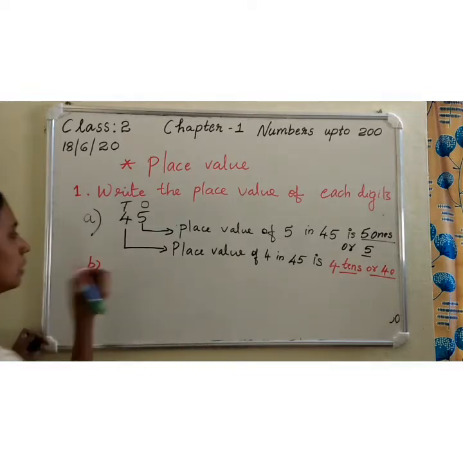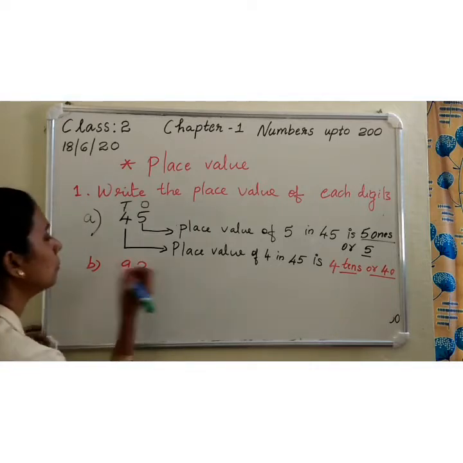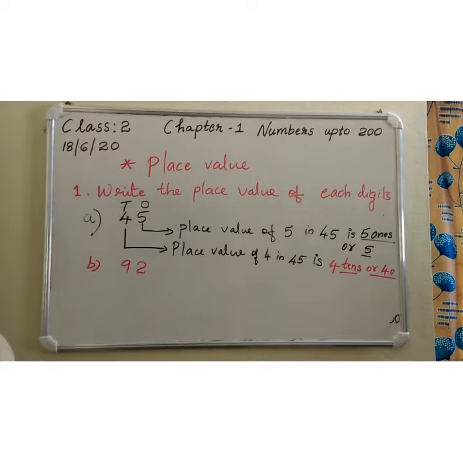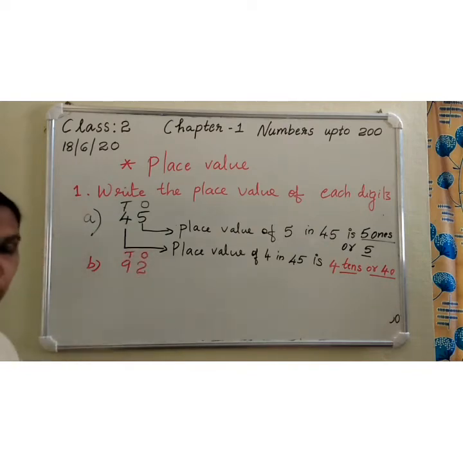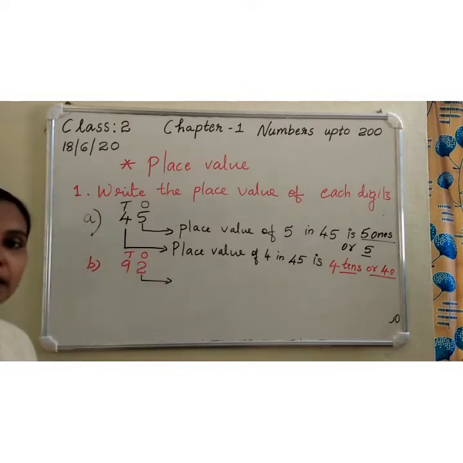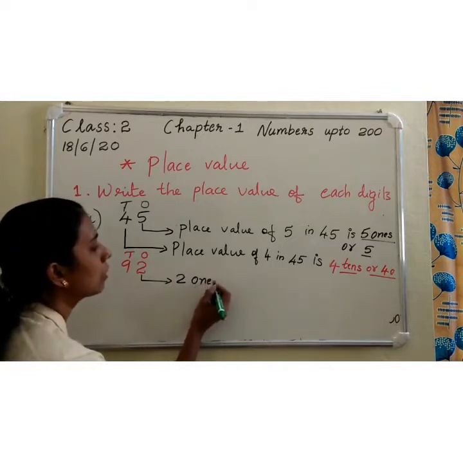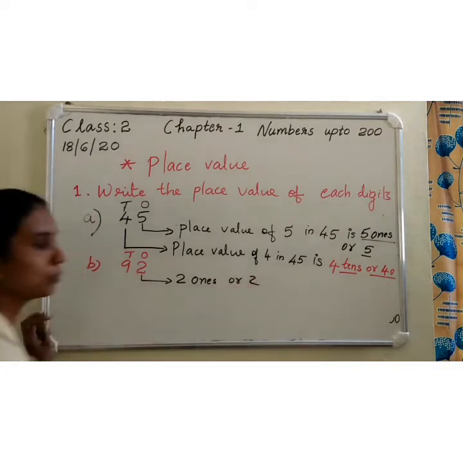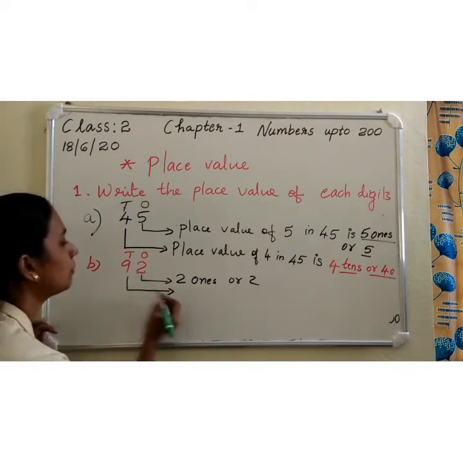B question. Write the place value of 92. Okay. Place value of each digit in 92. There are two digits in 92. Tens place, ones place. What is the place value of this 2? 2 in which place? The place value of 2 is 2 ones. It is 2 ones or 2. Get it?